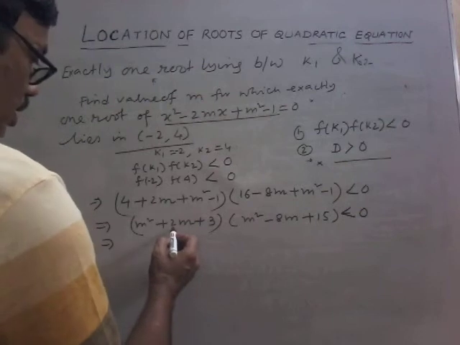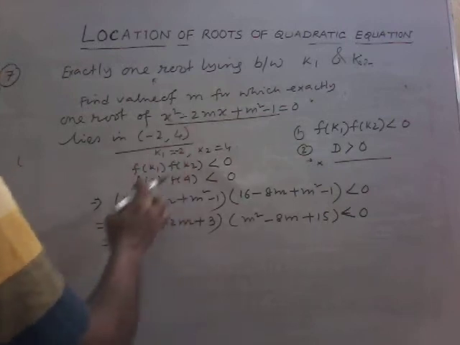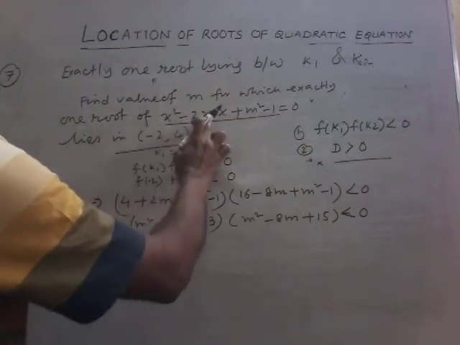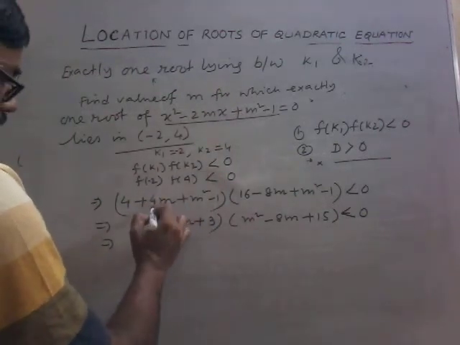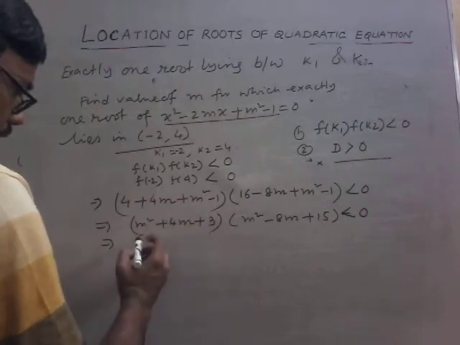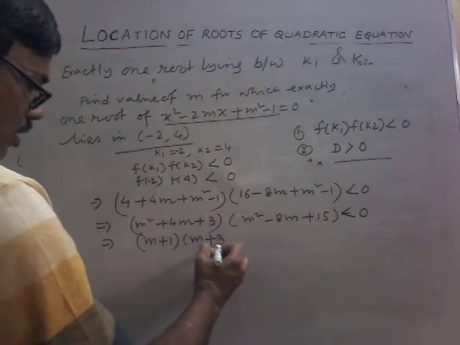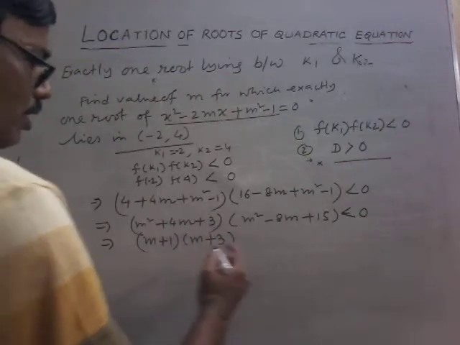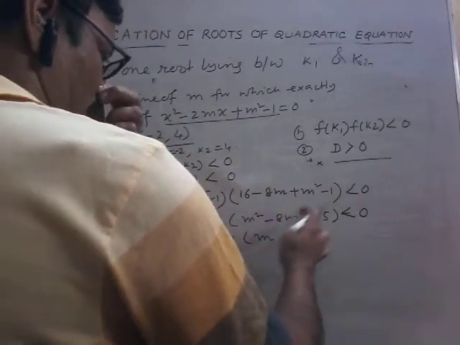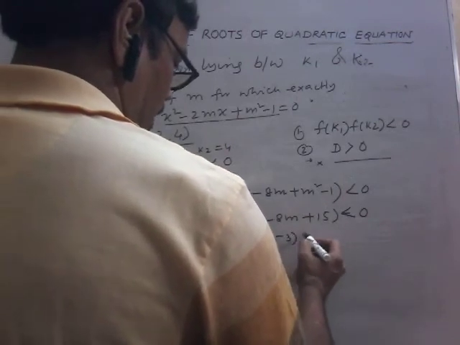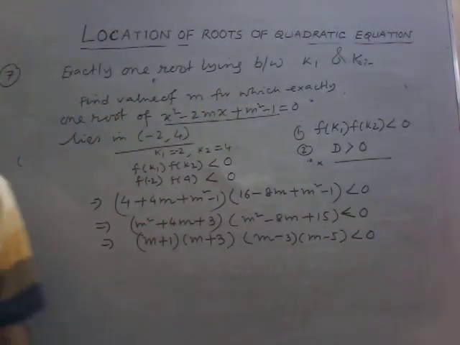So look, what is f of -2? -2 whole square, this is 4. X is replaced by -2. So this will be 4m, I think, because of factorization. So m plus 1, m plus 3. Now look, this is m square plus 4m plus 15, so m minus 5, m minus 3. So m minus 3, m minus 5 less than 0.